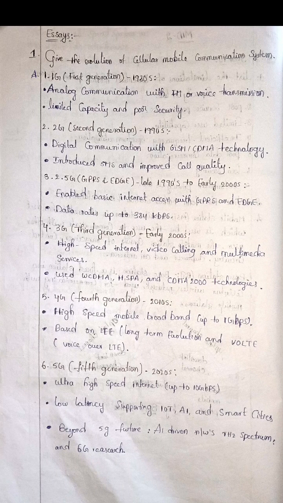Fifth generation. The fifth generation was introduced almost 5 years ago, in the 2020s. Ultra high speed internet up to 10 Gbps, low latency, supporting IoT, AI, smart cities. Behind 5G, future AI driven networks, terahertz spectrum, and 6G research are continuously running.